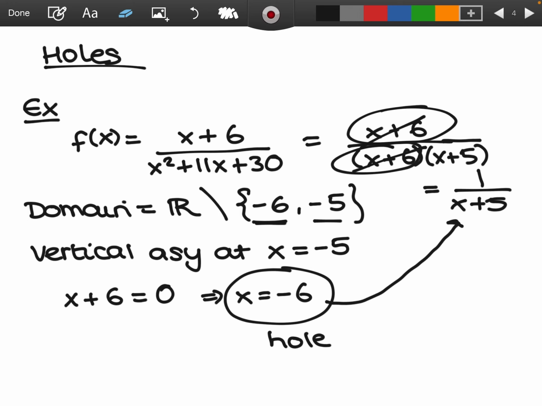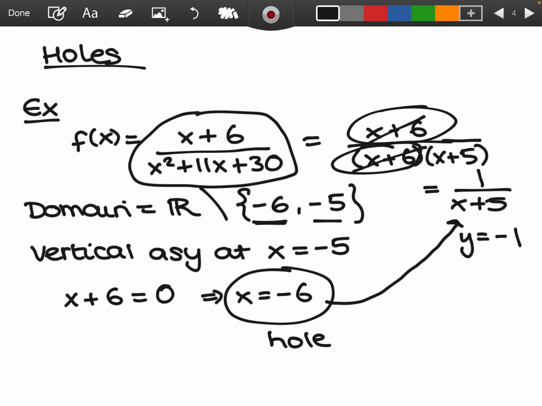So I know that I've got a hole at x is equal to negative 6, but what is actually the coordinate of that hole? Well, if I plugged x is equal to negative 6 into my whole equation here, I know I'm going to end up with some undefined value because my denominator is still going to equal 0. So to find the y coordinate at that hole where this function is not defined, I'm going to plug x is equal to negative 6 into here. That will give me y is equal to negative 1. So I know that I have a hole at negative 6, negative 1.